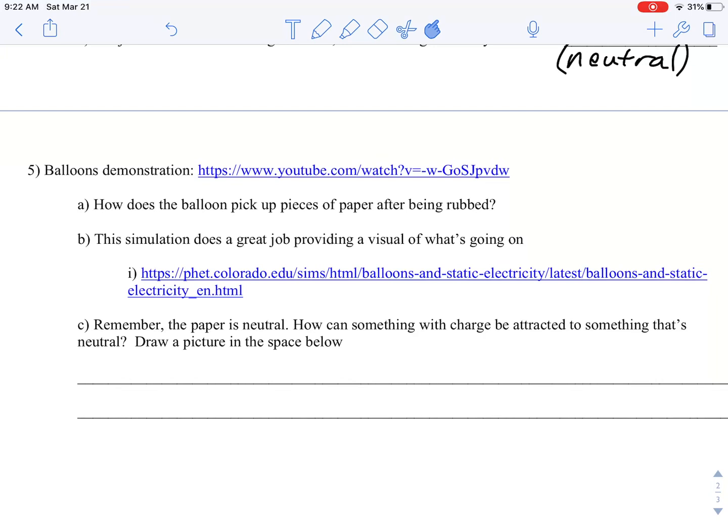Now, we said positives attract negatives. We said negatives attract positives. But what about neutral objects? How does a balloon, if it's charged, attract these neutral pieces of paper? If I rub a balloon on my shirt and stick it to a wall, how does a balloon attract a neutral wall? And this next PhET simulation, I think, does another really good job of showing what happens there. So let's click on this.